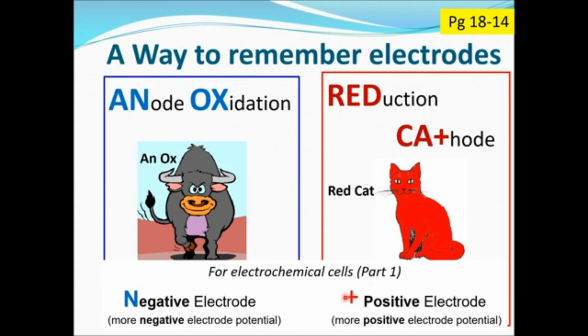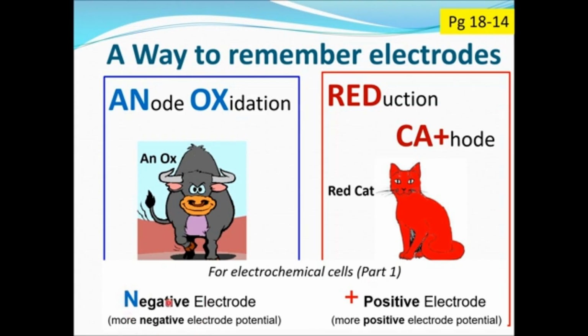If you want to understand the rationale of it, it is the positive electrode because reduction is occurring. For reduction to occur, you actually need electrons, so it's lacking electrons, so there's a positive outcome. Whereas negative, anode, AN, right? Anode will be the negative electrode. Again, only for electrochemical cells, only for part 1.